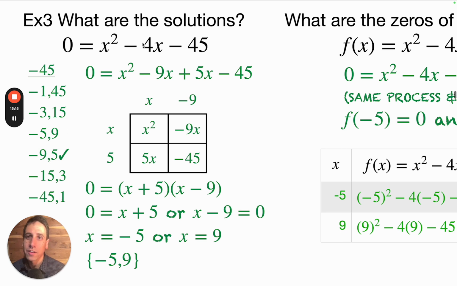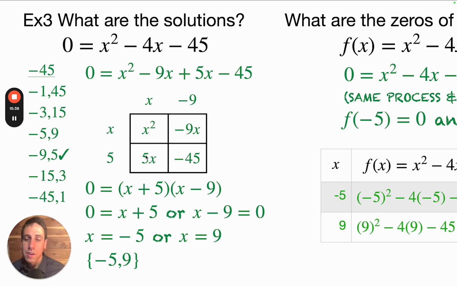And now I have to look through all these factor pairs to find the one that also happens to add to negative 4. That happens to be this one right here. So we split the middle, and we get minus 9x and plus 5x. And now we have 4 terms. 4 terms fit into a box. It's a 2x2 box. X squared, negative 45, and then these 2 terms can be on either side.